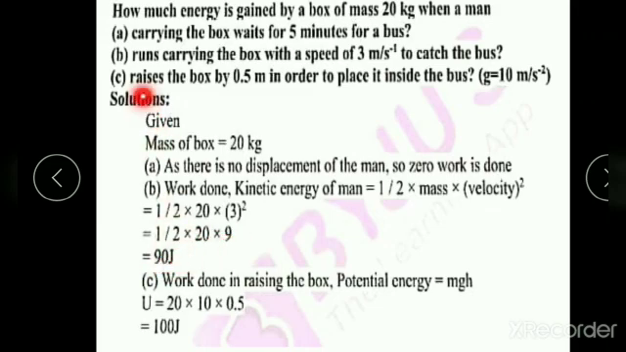The third one: raises the box by 0.5 meter. So what is the height? 0.5 meter, in order to place it inside the bus. The work done in raising the box is the potential energy, which equals mgh. So the mass is 20 into gravity 10 into height 0.5 meters. When you simplify this, you get 100 joules.